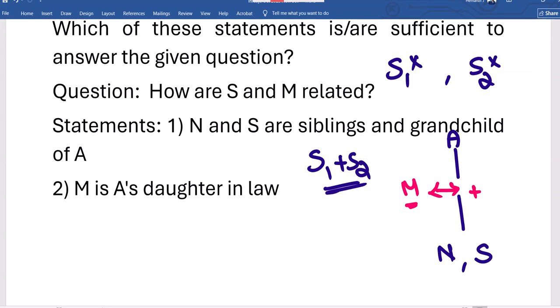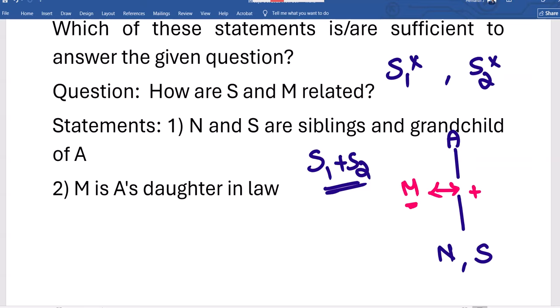Now can you say both statements together are sufficient, or not sufficient? Which one do we have to choose? Not sufficient, because S's gender we don't know. M is the mother of S. If the question is how is M related to S, then both statements put together are sufficient. Try to understand. If the question is exactly how is M related to S, M's gender I know, so I can say M is the mother of S.